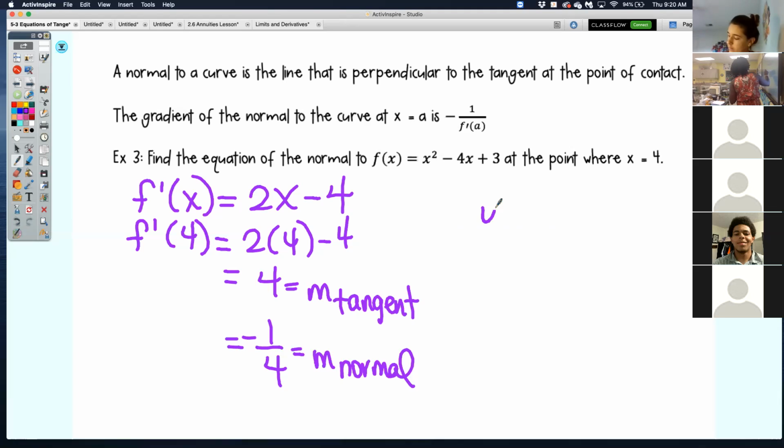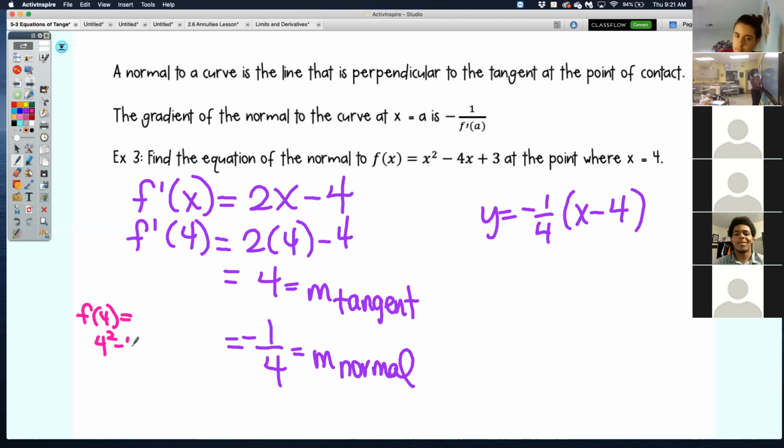So far I have y equals the gradient of my normal line, which is -1/4, times x minus a, which is the x coordinate of the point, which is 4, plus y. Oh, I don't have y. How do I find it? I need to plug the 4 into the original. By plugging in an x value into the original function, you are finding the corresponding y value at that point.